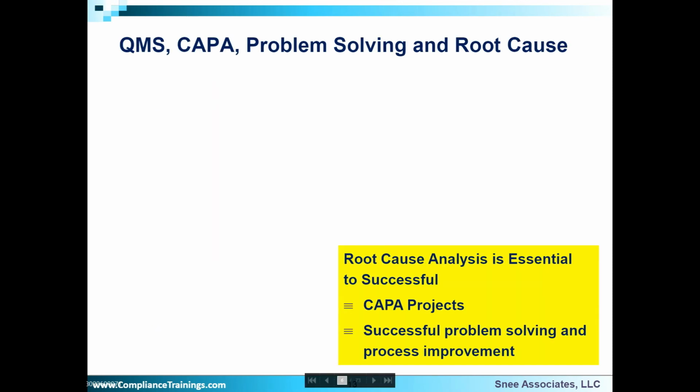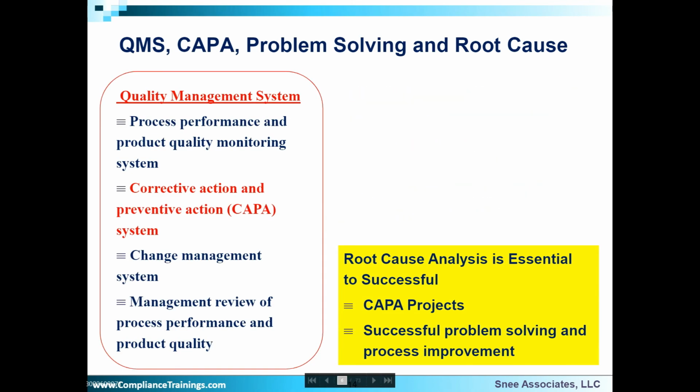at the end. Now, the first thing that we want to think about is the relationship between quality management systems, CAPA, problem solving, and root cause. If you look at a quality management system, there are many ways to define it. There's a high-level definition over here on the right-hand side. It's about process performance and product quality monitoring, corrective action and preventive action, change management system, and management review of process performance and product quality.